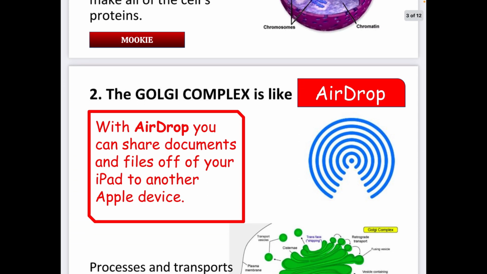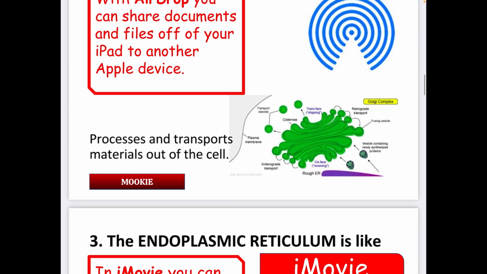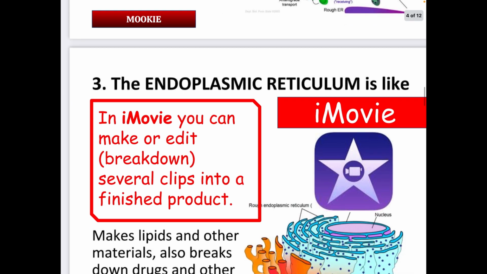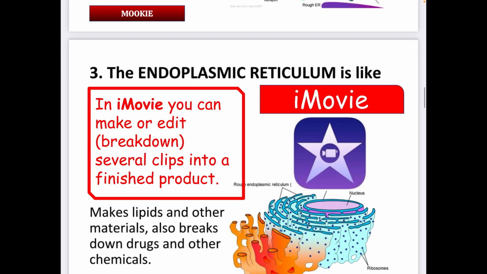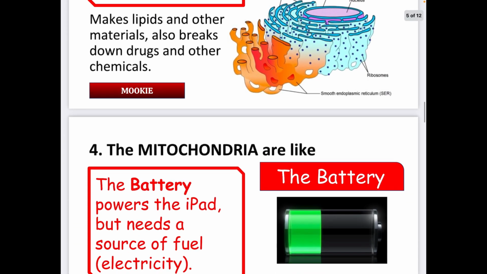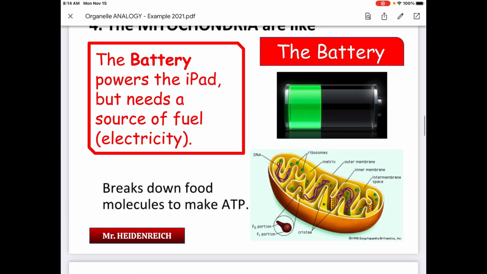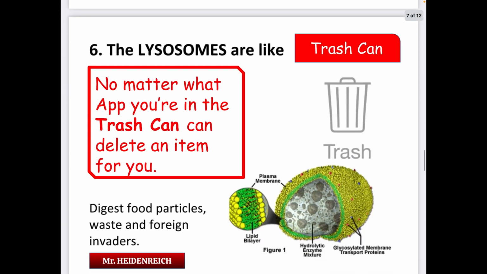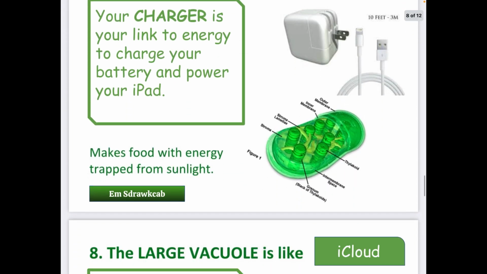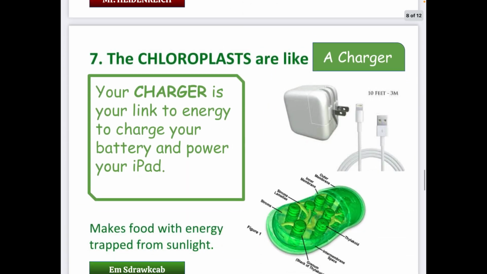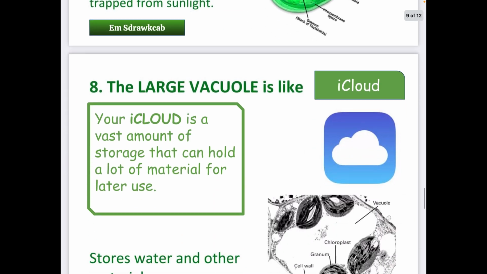I compared the Golgi complex to AirDrop. Again, I explained my idea. I wrote down who did it, Mookie, and I got a picture. So each slide is 2 points, one for the description and one for the title and the picture. Hopefully you also put your name on it. So again, you just keep going through, comparing to the different parts of a cell. Each of you needs 3 parts. These green ones are for plant cells only, so that's why they changed color.